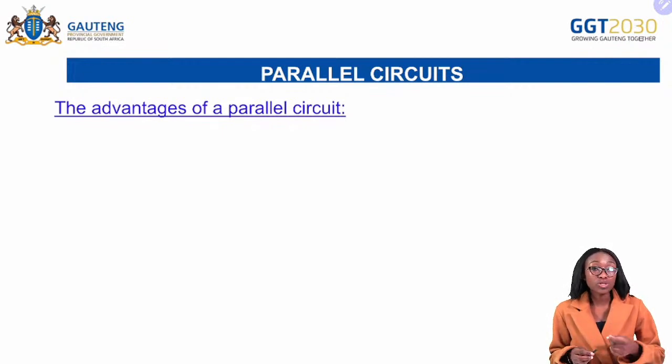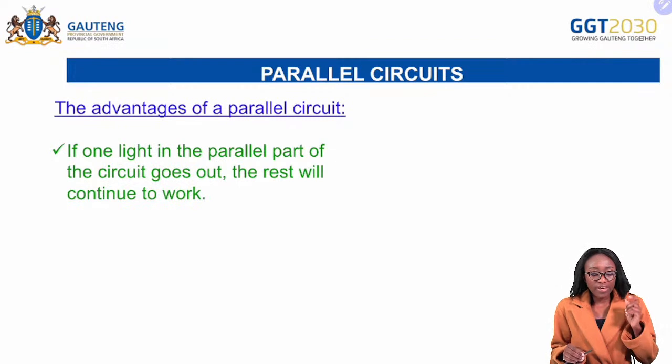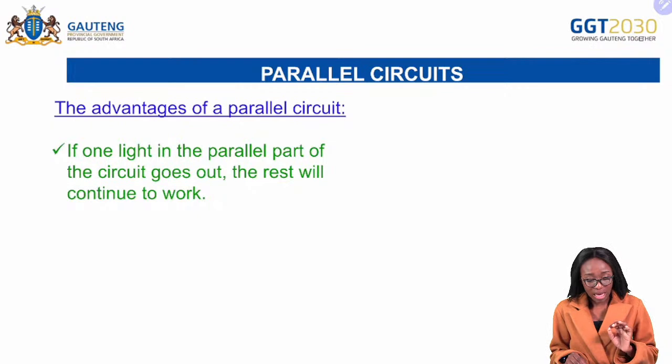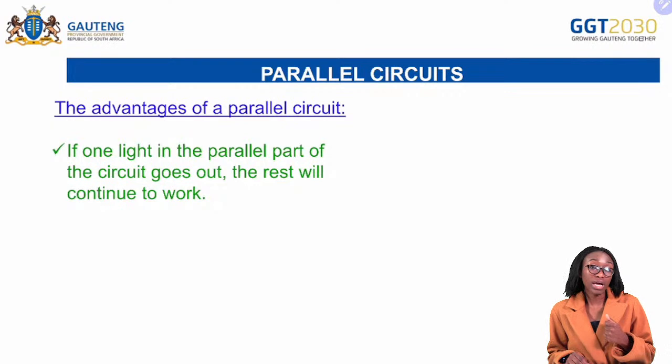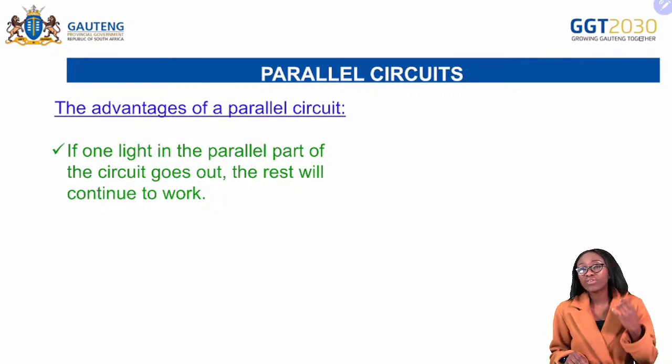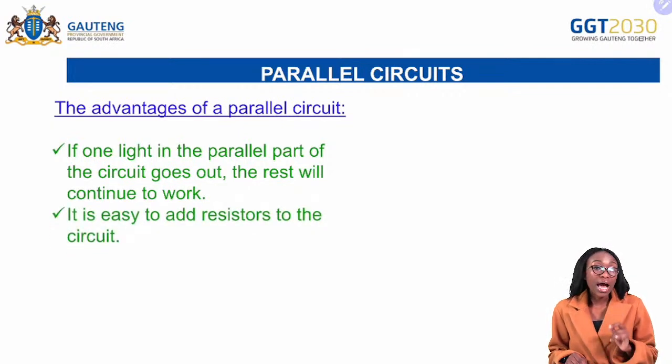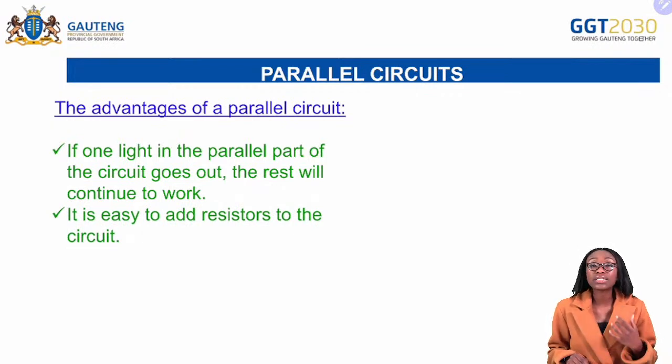The advantages of a parallel circuit. Advantage number 1: if one light in the parallel part of the circuit goes out, the rest will continue to work. So that is a very good advantage. The rest will continue to work even if one has gone out or has switched off. And a second advantage is that it is easy to add resistors to the circuit.